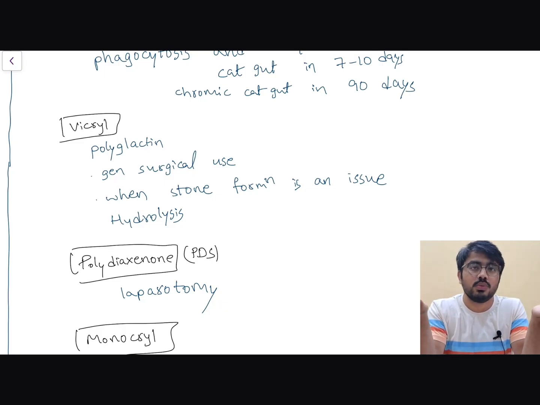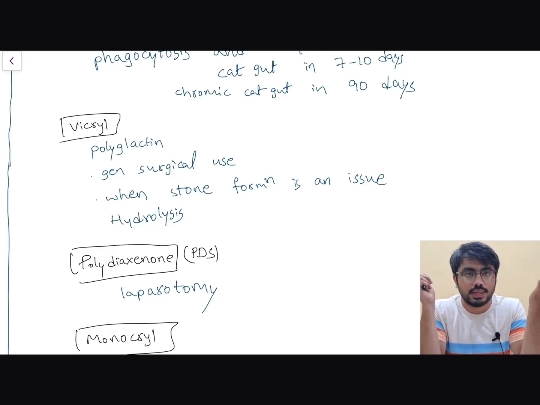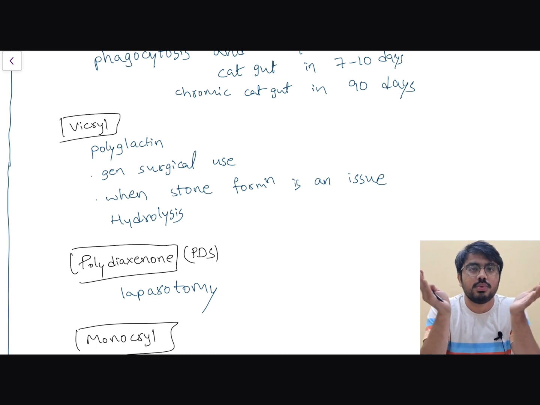If someone asks you Monocryl, subcuticular suture. Someone asks you Vicryl, general surgical use, and whenever stone formation is an issue. Someone asks you catgut, superficial tissues, subcutaneous tissue suturing, like that. Someone asks you about silk suture, vessel ligation, drain fixation, and someone asks about nylon, tendon repair, nerve repair, cataract surgery. So if you learn only a few things, the chance for you to remember is much more in the exam. That is why I have simplified this topic into very small topics. At least try to remember this. If you want to go for extra, then it's up to you.